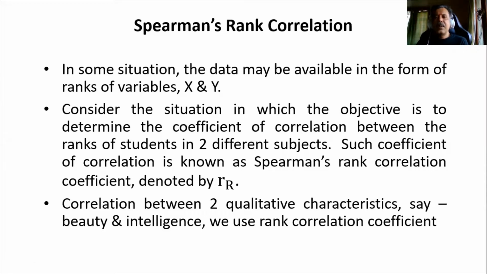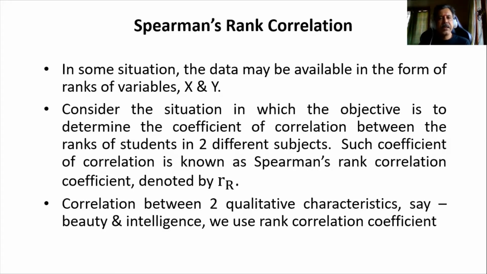Now, in some situations, the data may be available in the form of ranks. It can be about some contest, some examinations, some test scores, a flower contest, a beauty contest, in which ranks may be assigned to the values. And if the ranks are assigned, what we can find is called a rank correlation coefficient. It was developed by the mathematician Spearman, so it is called Spearman's rank correlation.